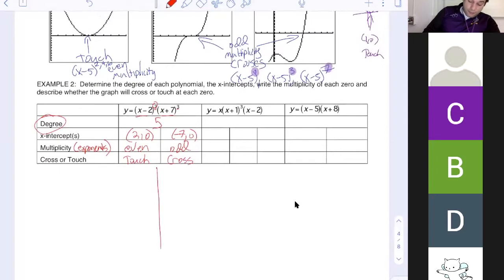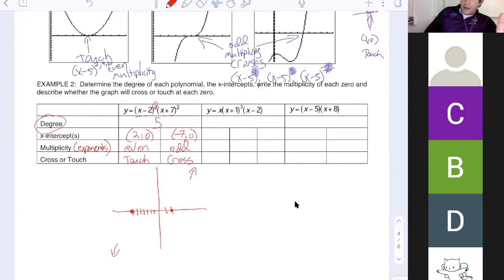Check this out. I know that the end behavior is degree 5, so I know that as it goes to the right, it goes up to infinity, and as it goes to the left, it goes down to negative infinity. That's from the degree, I could tell this. Now, I also know, based on the multiplicity, that at (2, 0) it's going to touch, and at (-7, 0) it's going to cross.